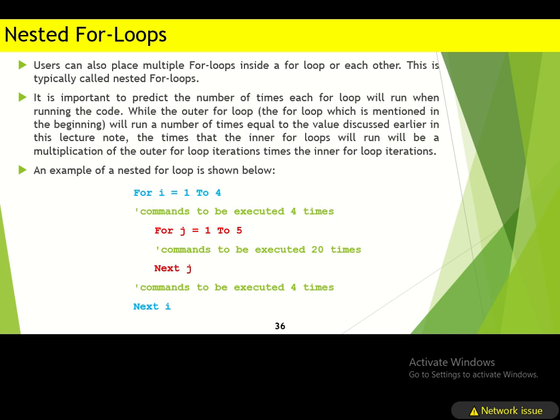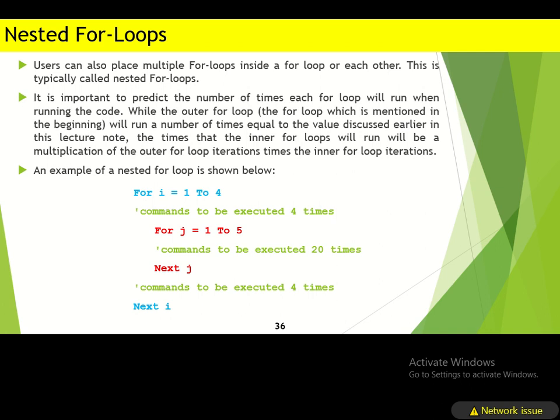The outer loop is I. The inner loop is j. So I goes from 1 to 4, j goes from 1 to 5. The inner loop ends first, then the outer loop ends. And how do I know this is the inner or the outer loop? From the iteration variable. You can see j ends first, then I will end.